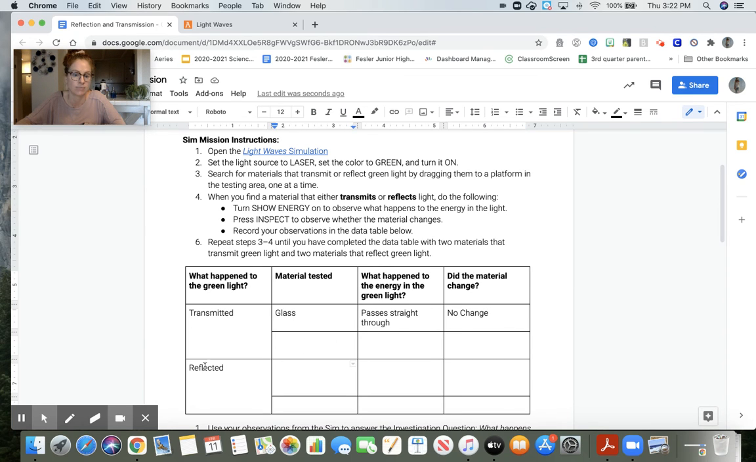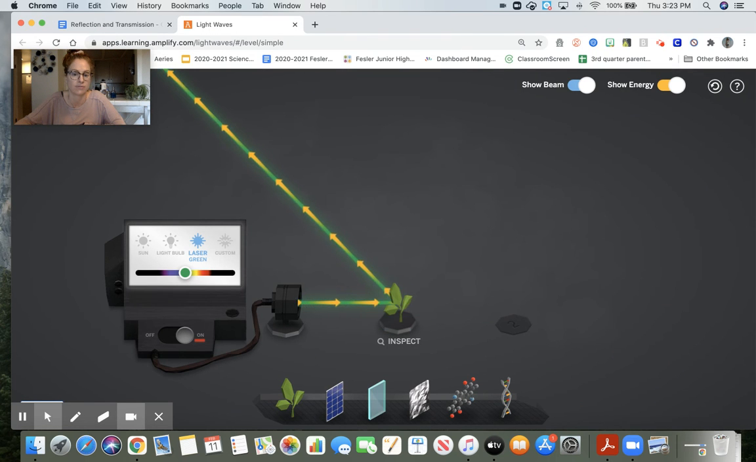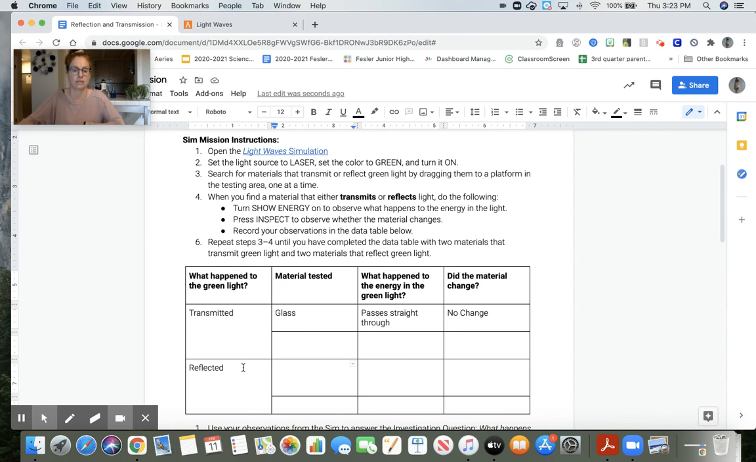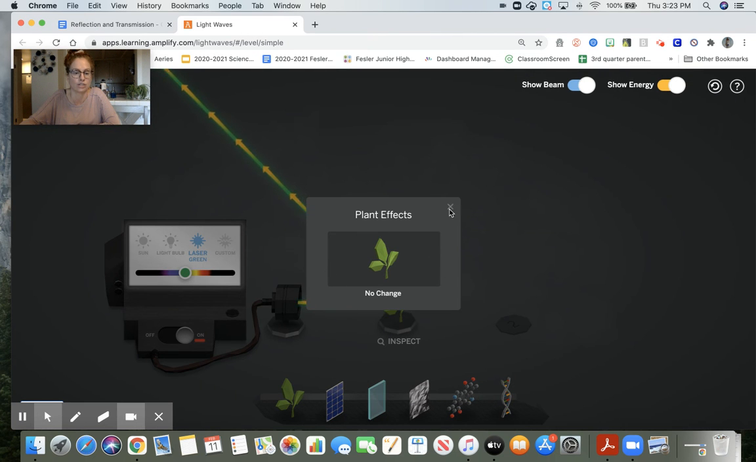Then we're going to do the same thing, but reflected green light. So I'll go ahead and go back to the leaf, since we saw that the leaf reflected. Okay, now notice the yellow energy arrows are also reflecting along with the light. So let's see. So leaf, energy reflected. And let's see if there's a change. No change.